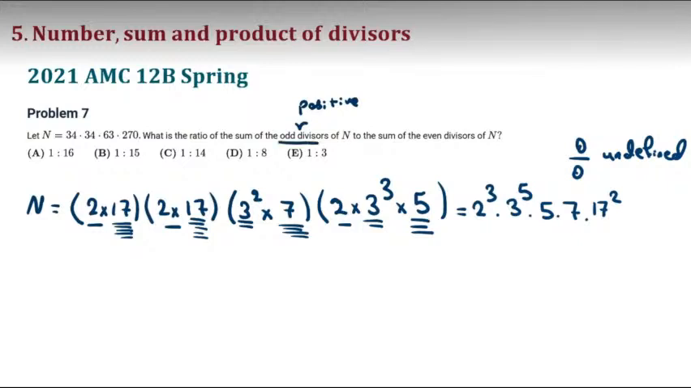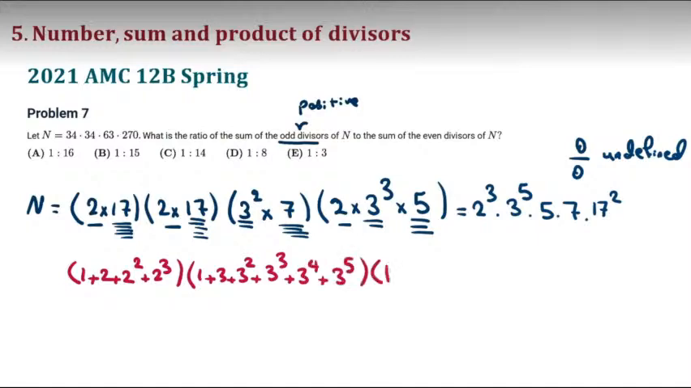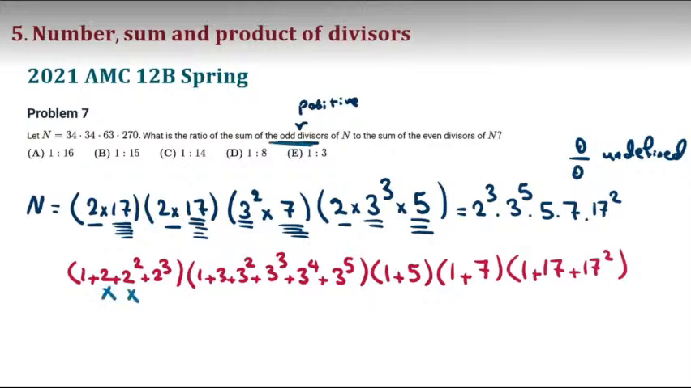So if I want to write the sum of all divisors, it will be (1 plus 2 plus 2 squared plus 2 cubed) times (1 plus 3 plus 3 squared plus 3 cubed plus 3 to the 4 plus 3 to the 5) times (1 plus 5) times (1 plus 7) times (1 plus 17 plus 17 squared). So if I want to calculate first the odd ones, I should cancel these twos. Now, after that, let me write with another color. If you want to find even, you should remove 1.